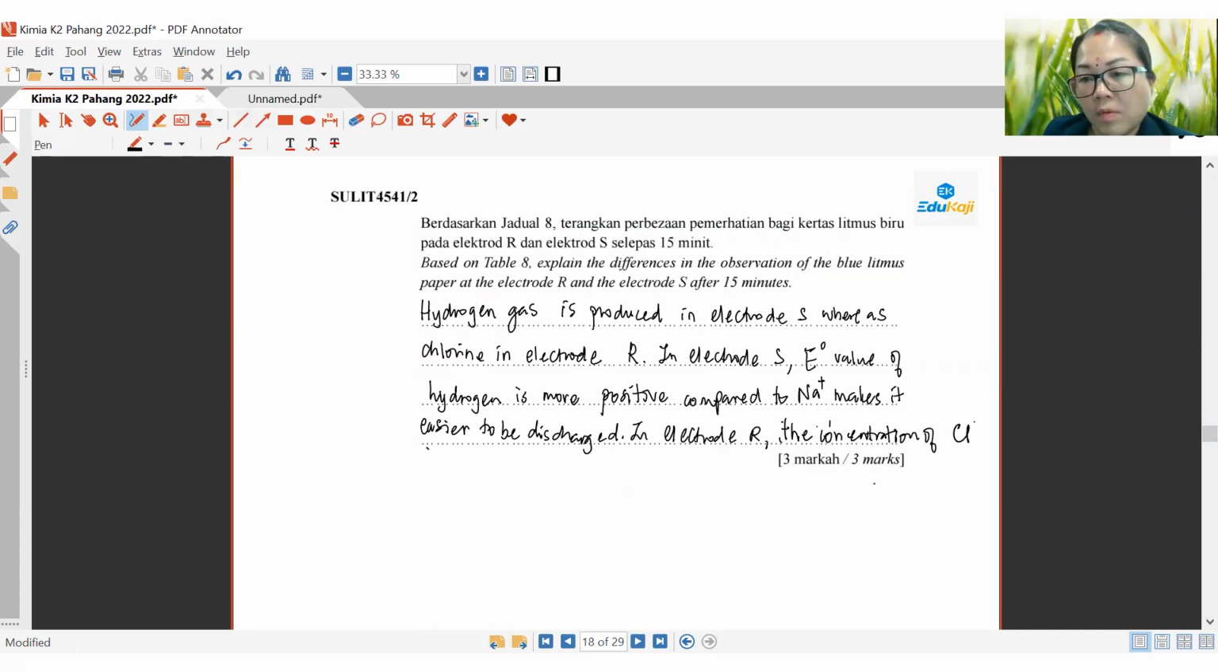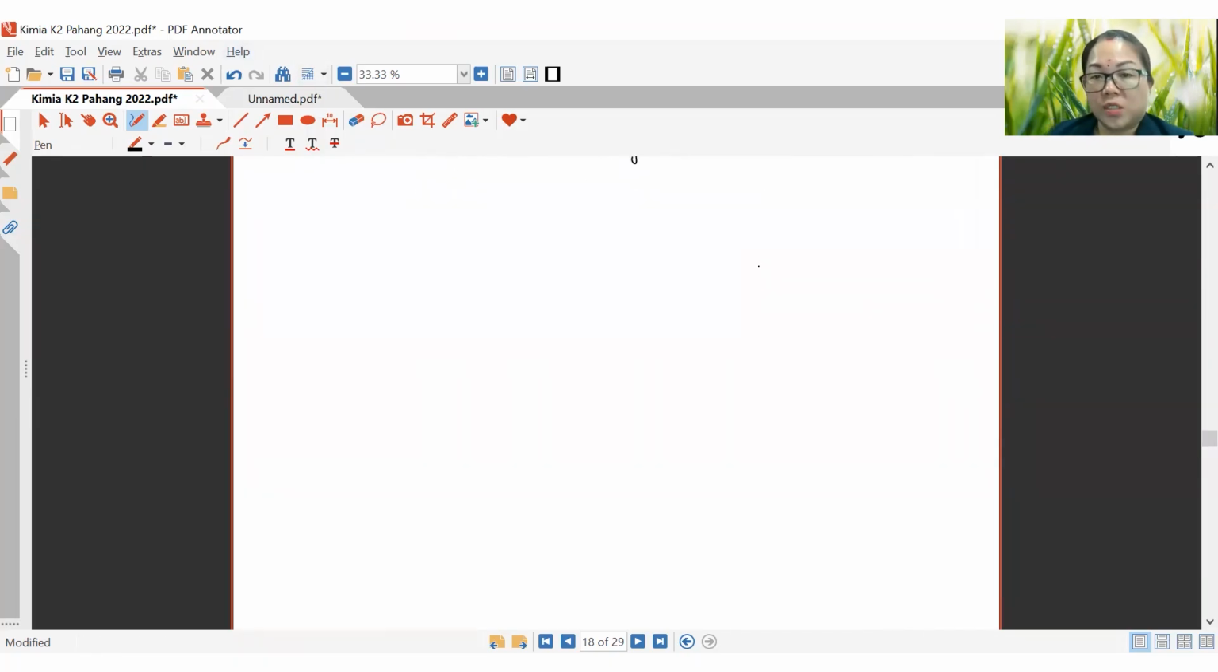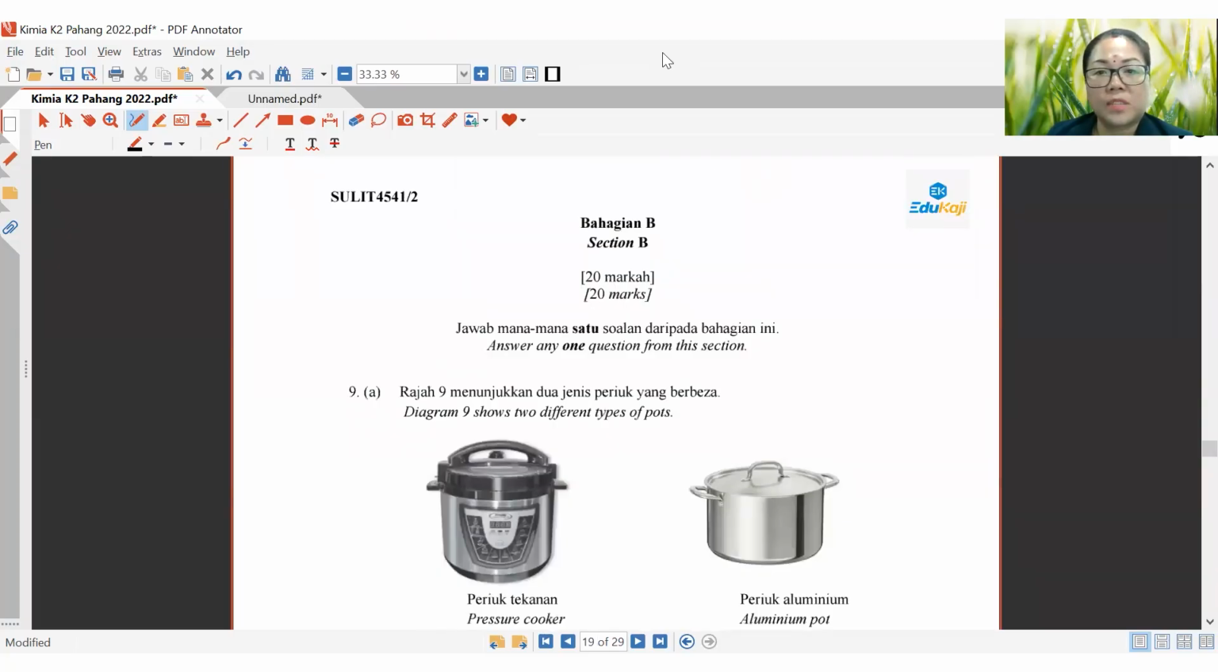of chloride ion is higher, which makes it easier to get discharged. All right. Okay, so that is a 3 marks question. So that's it for section A. Okay, we will come back to section B in a while.